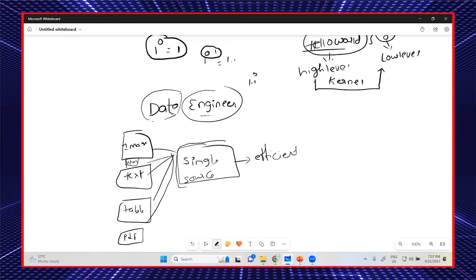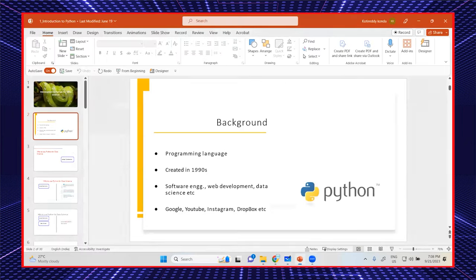How can you store image and table data together? How can you store PDF data and table data together? You need to make it into one format, right? For that, again, we are going to use Python. Understand? Don't worry, we will teach all these things. Don't worry, okay?